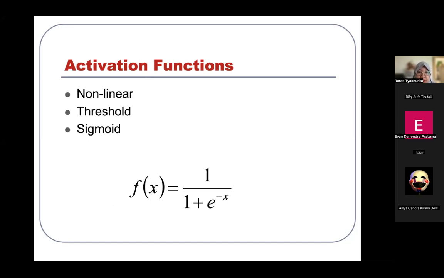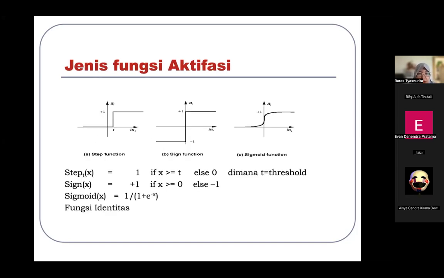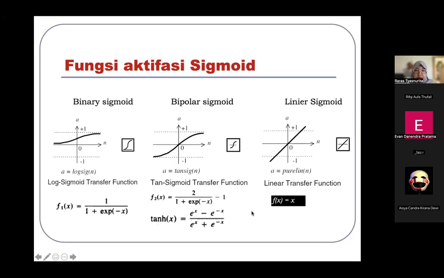This is the activation functions. We have nonlinear, threshold, sigmoid. So this is the sigmoid function, it's like an S, as in sigmoid. This is a sine function. This is a step function. The common one is the sigmoid. We have binary, bipolar, linear, and sigmoid as well.